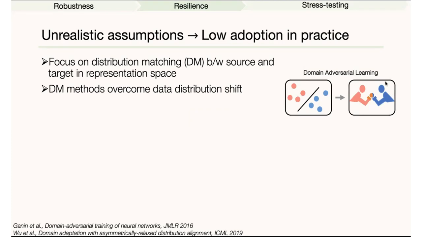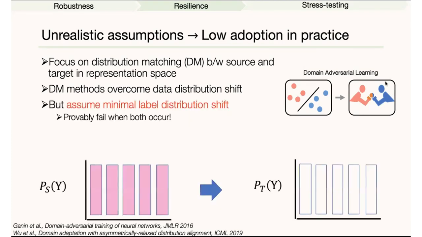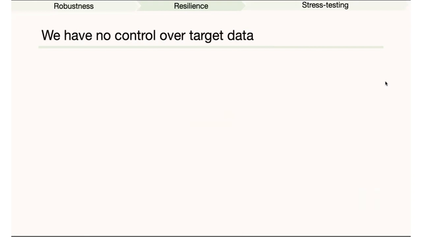And these methods work fairly well at overcoming data distribution shift, but they implicitly assume that your task label distributions are the same or similar. So if your source data is balanced, then you're assuming that your target label distribution also needs to be somewhat balanced, despite the fact that you don't actually have labels, right? And it's been shown that these methods provably fail when that assumption is violated. And in truth, we don't actually have any control over target data, right?